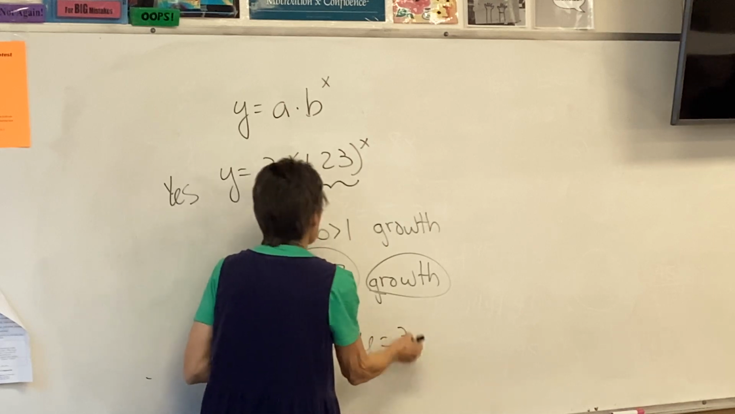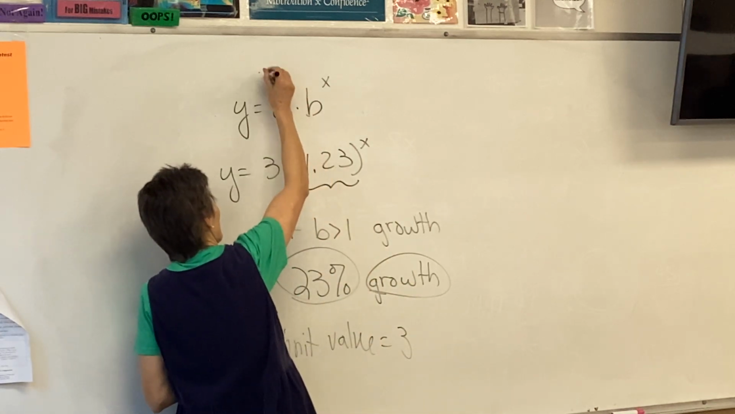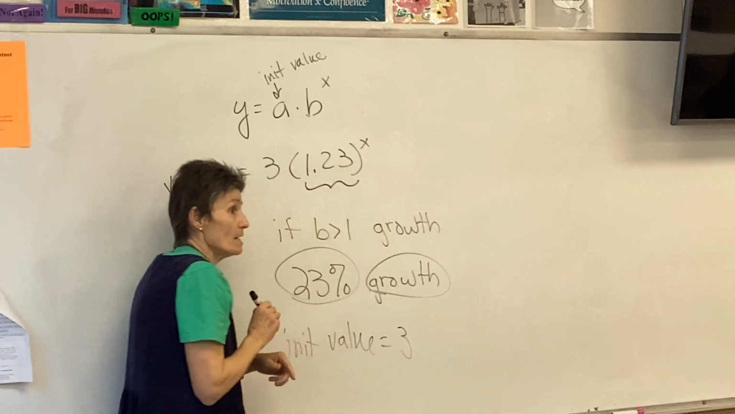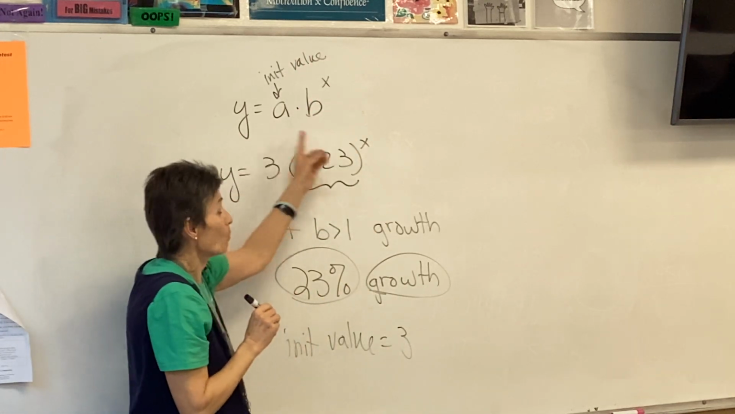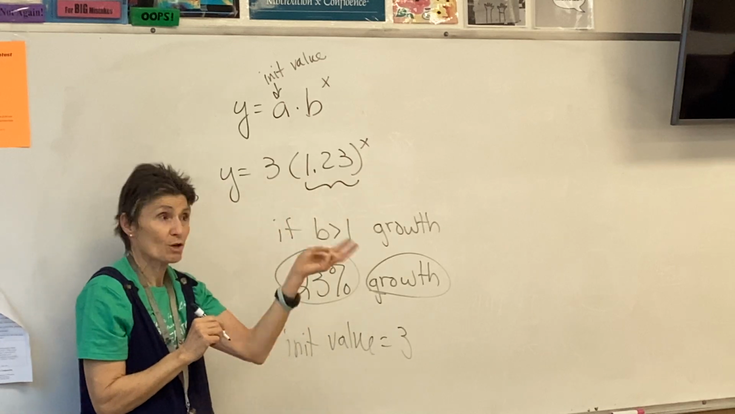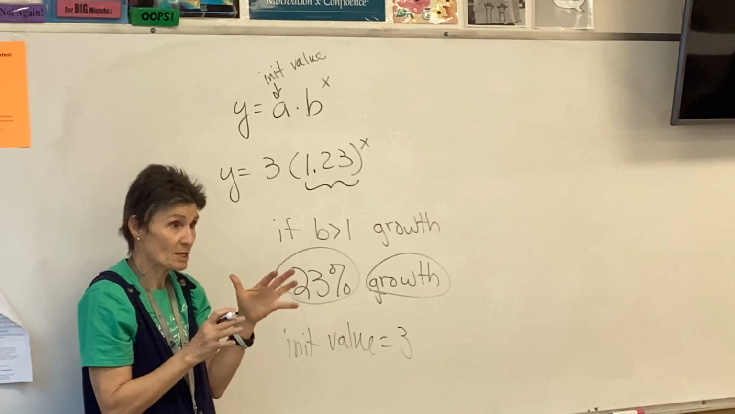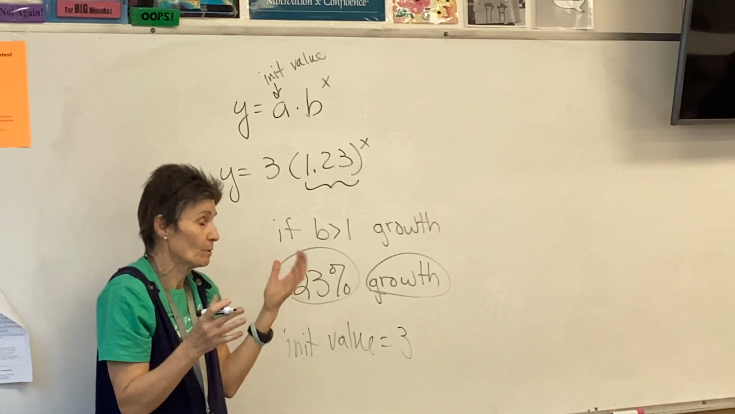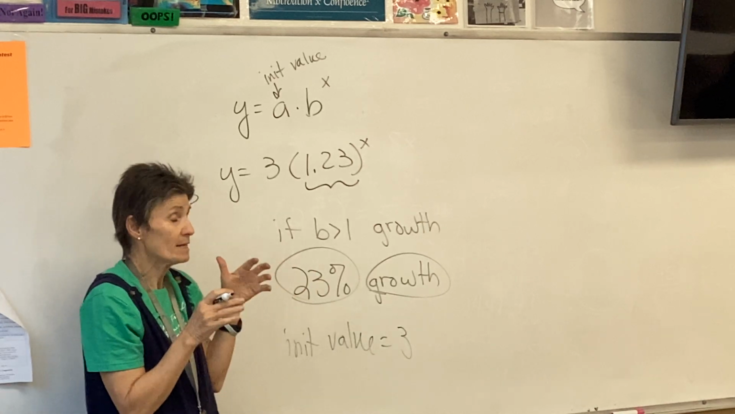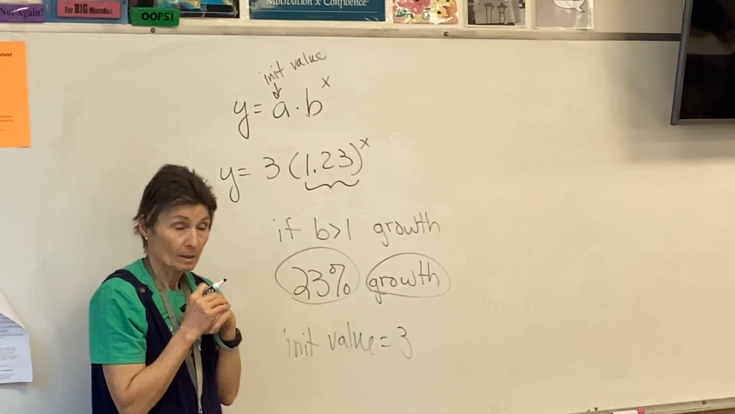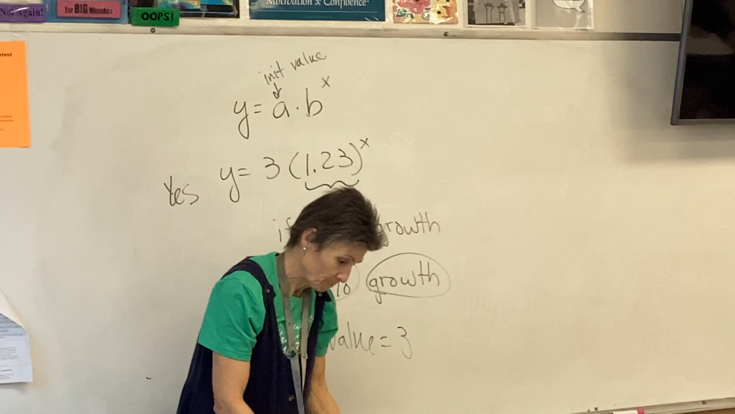A is always your initial value. In the exponential equation, both of those numbers are very important. A tells me where I'm starting. What is my initial amount or value? B tells me if I'm growing or decaying. Okay, let's look at number 2, or B.